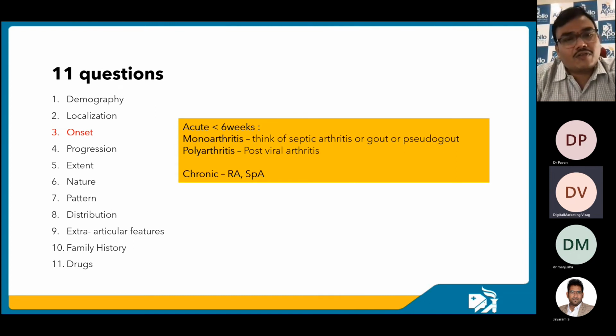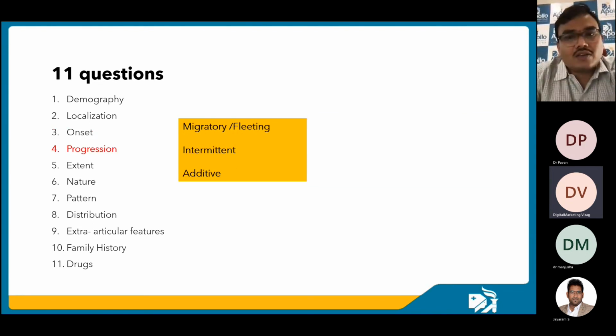If the arthritis is crossing more than 6 weeks, and if there is a polyarthritis, we have to think of other differentials like rheumatoid arthritis or spondyloarthritis. If it is more than 6 weeks and a monoarthritis, anytime we have to rule out tuberculosis associated with this arthritis. And next we'll discuss how the progression matters in case of arthritis.